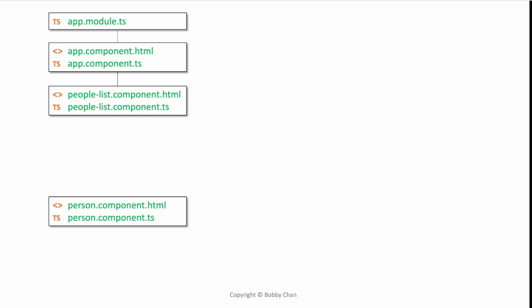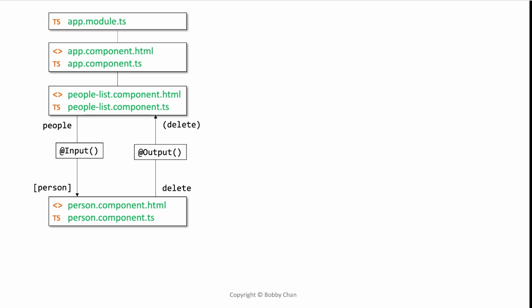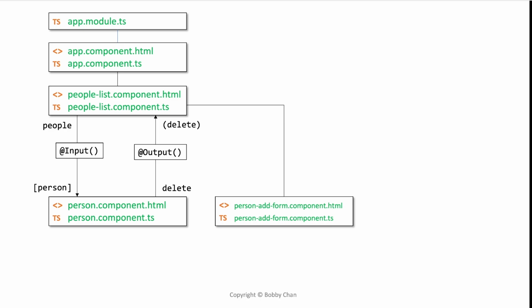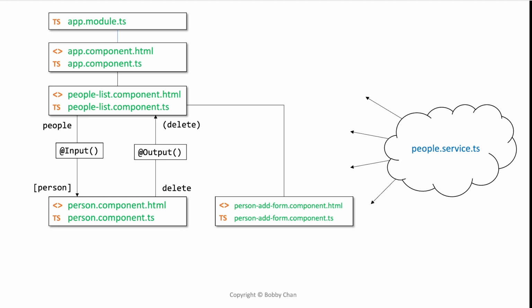And we said in order to communicate this, we pass the inputs into the person component. At the same time, the person component is going to reply with an output whenever there's a delete event that is heard. And what we've done so far is that we've also added a person add form, which is part of this people list component, and this is not updating the list correctly. Now, what we've also done is we've defined a service which we said can be injected into any of these components that we want. It could be as high as the people list and as low as the person add form, right? So any of these components that we've created can inject this people service.